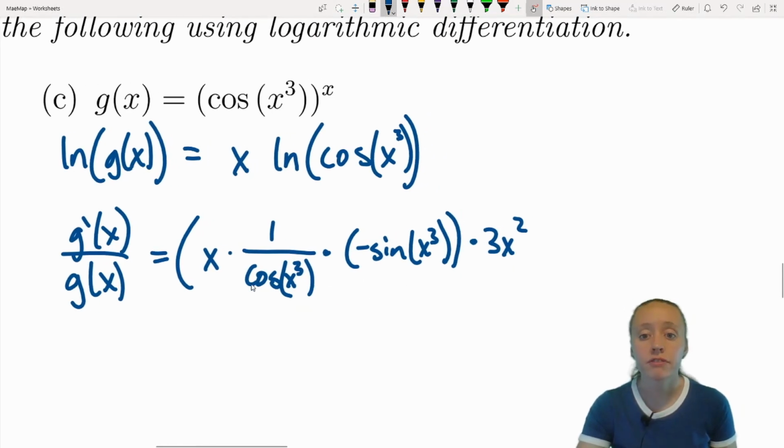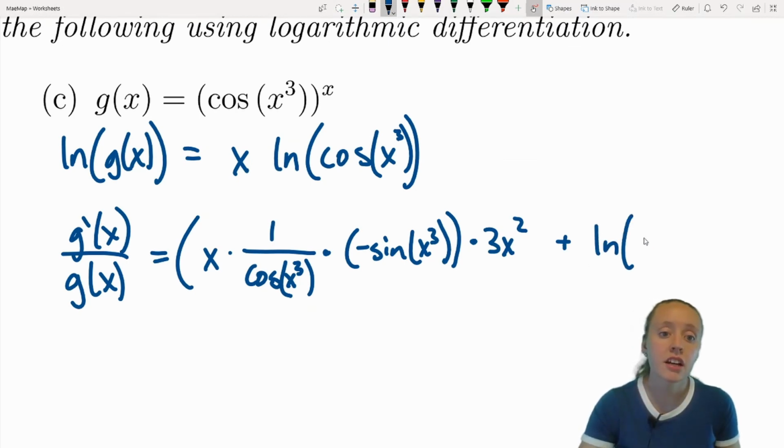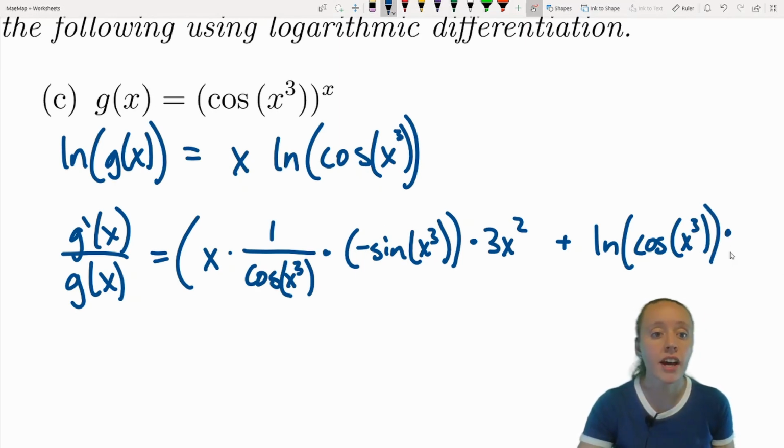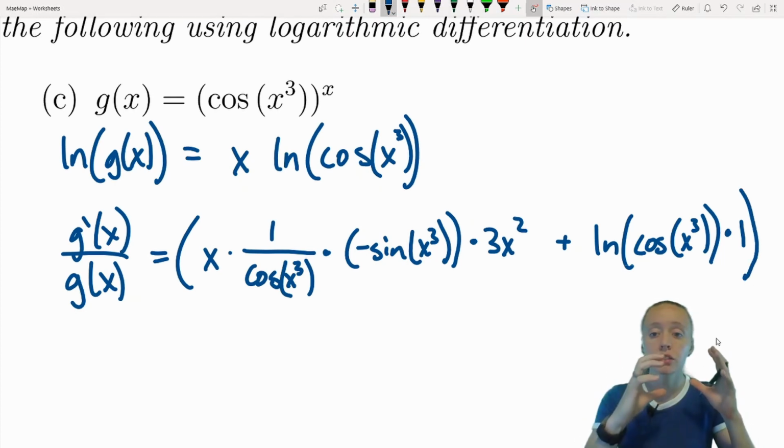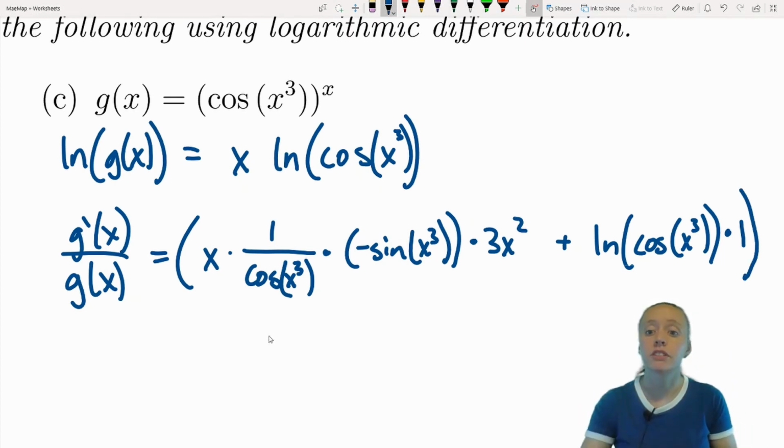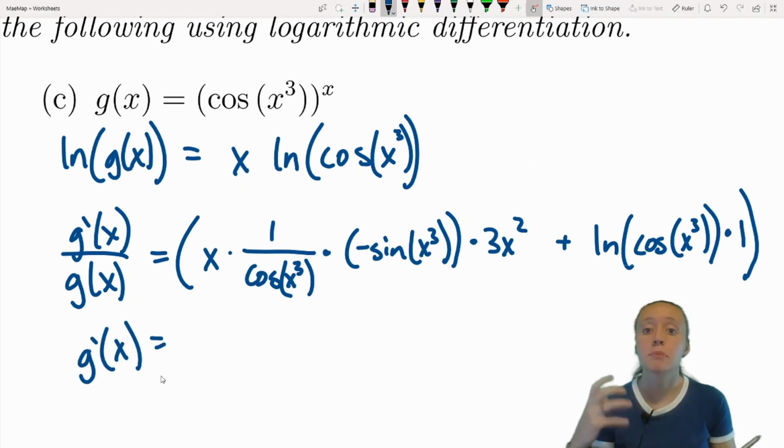But for now, I have first times the derivative of the second, and then I'm going to add that to second, which is the ln of cosine of x cubed, times the derivative of the first. What's the derivative of x? That's simply 1. So there is my product rule. Now in order to solve for g prime of x, what do I do? I multiply both sides by g of x.